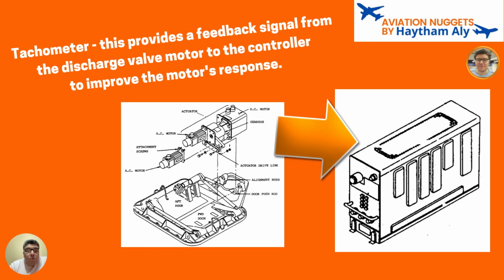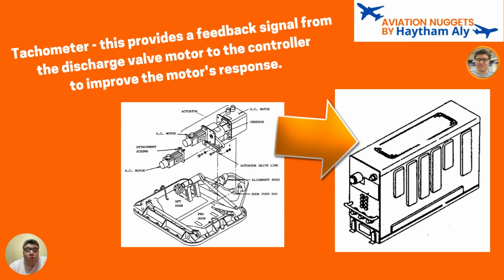Also on the outflow valve, we may have a tachometer to feed back the valve operating speed, or valve rotating speed, to the controller. As you can see, the tachometer provides a feedback signal from the discharge valve motor to the controller to improve the motor's response. Because in some situations during flight, we need the outflow valve to close or open at a very fast pace or at a lower pace.